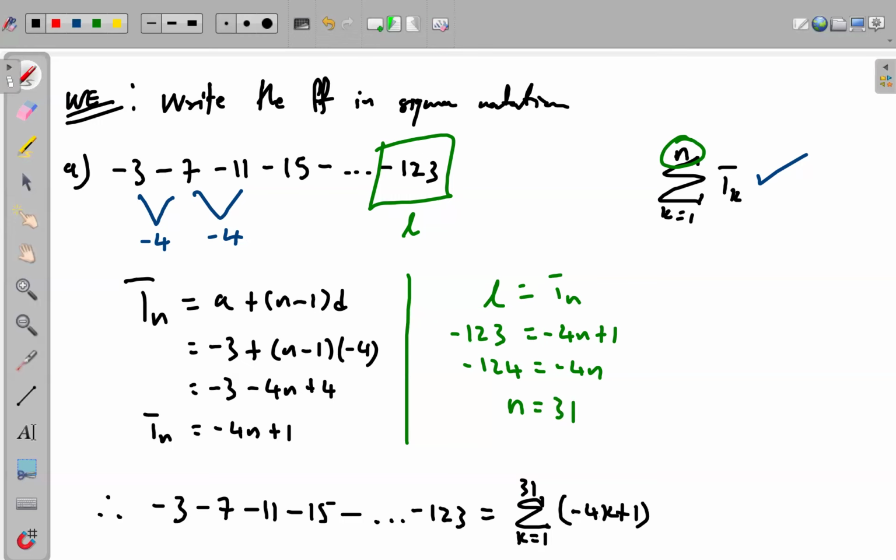Okay, I do see a hand. Kumvana. Yes, sir. I wanted to ask, does sigma notation also apply to the quadratic sequence?